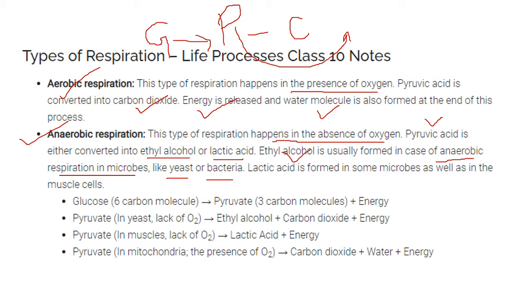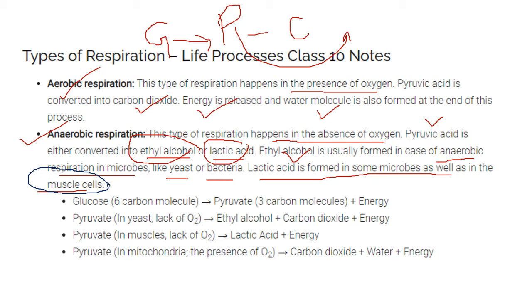So this type of respiration occurs in yeast and bacteria. And what do they do? The glucose is first converted into pyruvate, and later that pyruvate will be converted into ethyl alcohol or lactic acid. Lactic acid is formed in some microbes as well as in muscle cells. So it occurs in yeast, bacteria and other microorganisms, but sometimes it also occurs in the muscle cells of organisms as well.